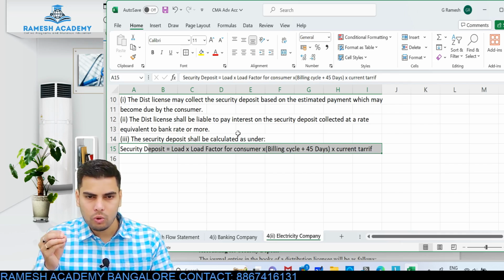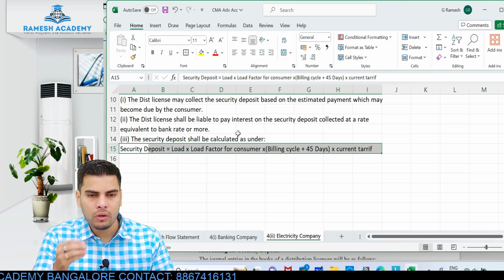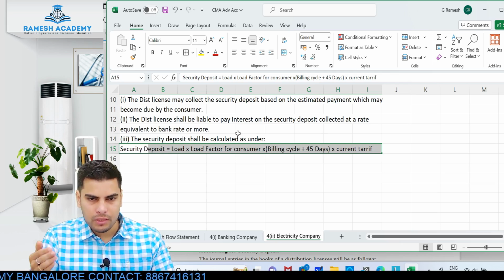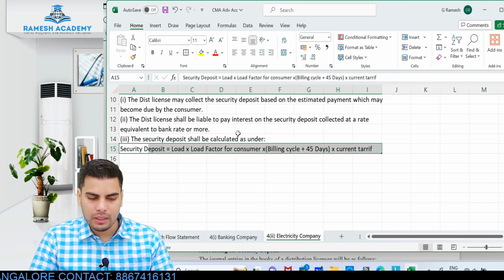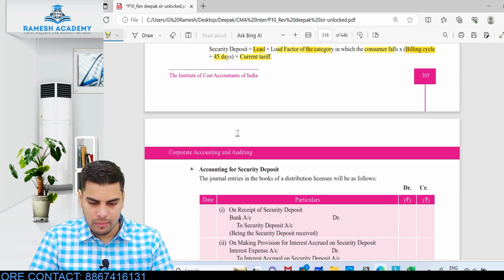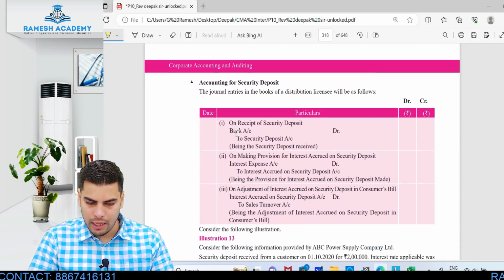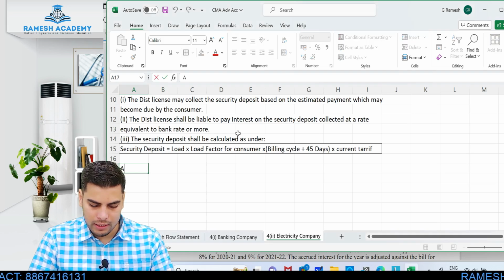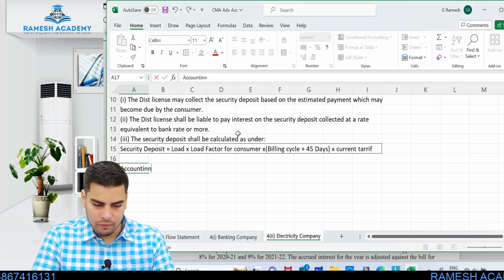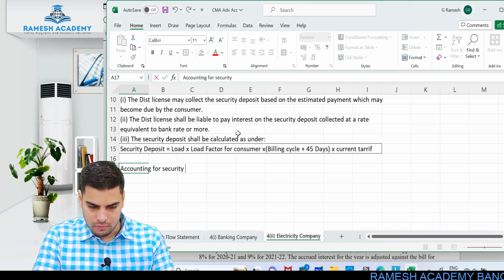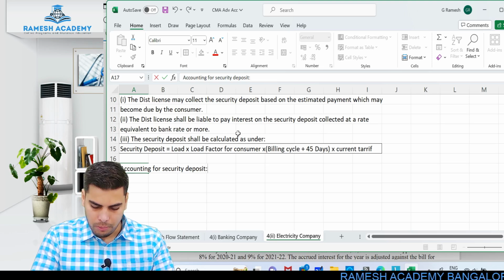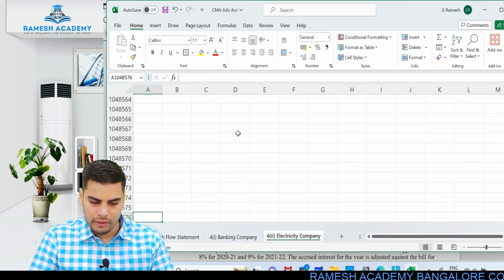Very simple. The total load into the load category for which this particular person would fall into, the billing cycle plus 45 days, into whatever is the current tariff rate. Don't worry, we'll understand how exactly we calculate it. Now the next important thing is accounting for security deposit. What exactly are the journal entries which we need to pass?